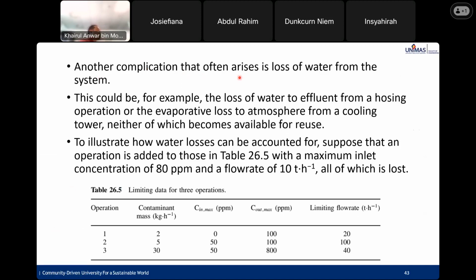Now, another complication that often arises is loss of water from the system. This could be, for example, the loss of water through effluent from a washing operation, or the evaporative loss from a cooling tower, neither of which becomes available for reuse. To illustrate how water losses can be accounted for, suppose that an operation is added to those in table 26.5 with a maximum inlet concentration of 80 ppm and a flow rate of 10 ton per hour, all of which is lost.